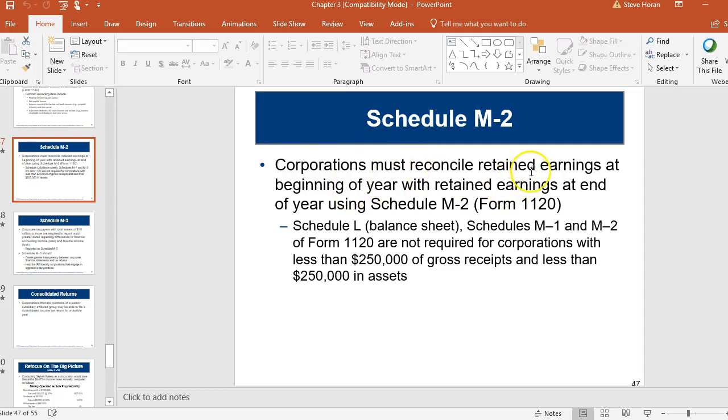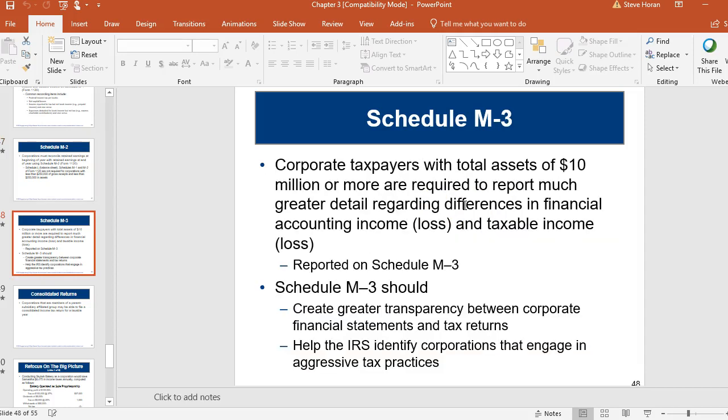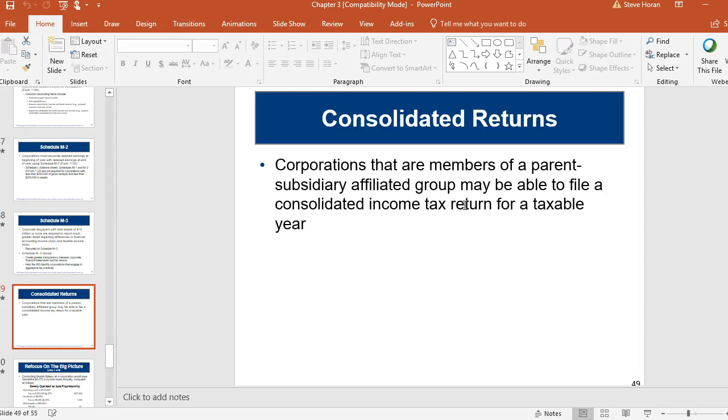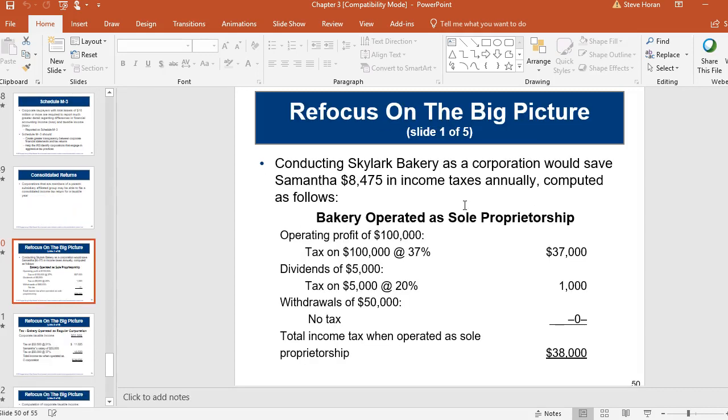M2 must reconcile retained earnings at the beginning of the year with retained earnings at the end of the year. So how do your retained earnings change? Then M3 is for the big guys, anybody above 10 million of assets. It's basically M1, but for bigger companies. I'm going to skip the consolidated returns.